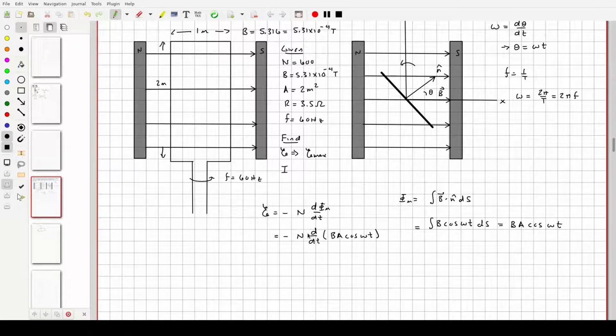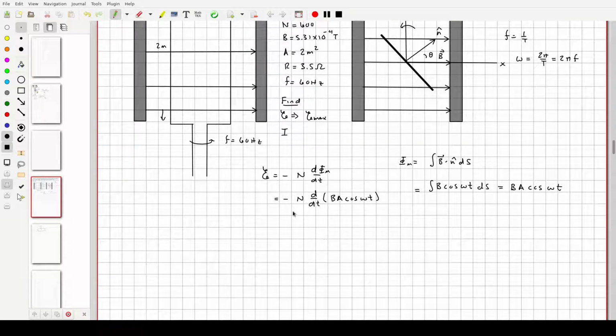Now, B and A are constant. They come out. When you take the derivative of cosine, you get a minus sign and also an omega out as you follow the chain rule. So that's going to kill off the negative here. So our EMF is going to look like this: N times B times A times omega times sine of omega t.